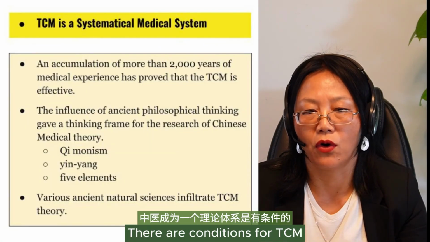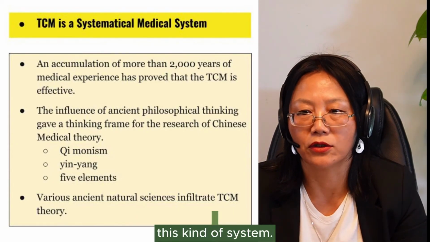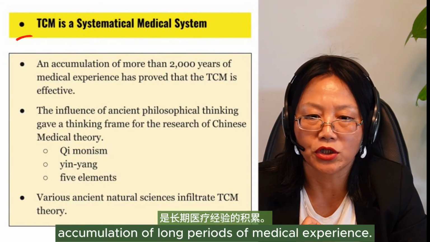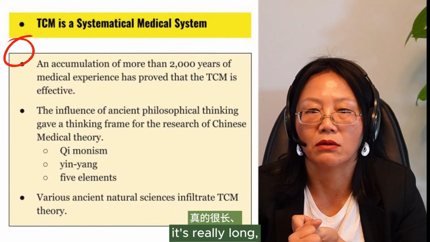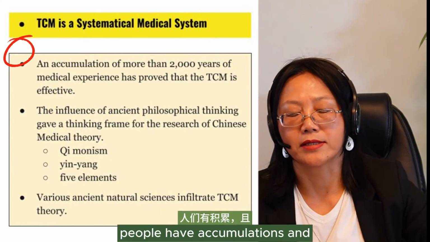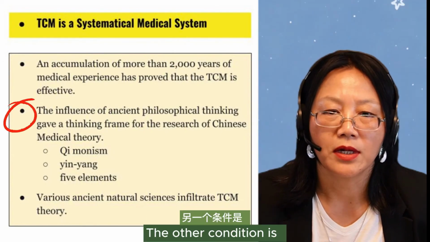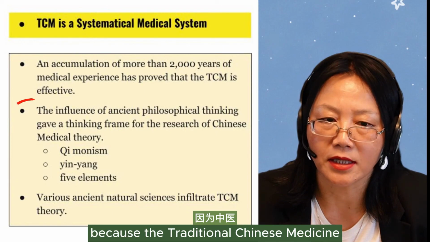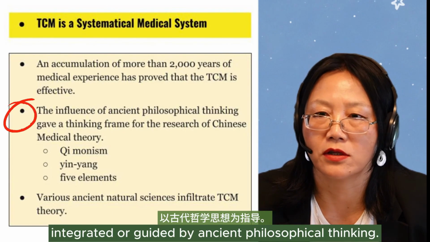There are conditions for TCM to become this kind of system. First is the accumulation of a long period of medical experience. It's really long, more than 2,000 years already. During this period, people accumulated experience that proved to be useful and effective. Another condition is that traditional Chinese medicine is integrated with and guided by ancient philosophical thinking.